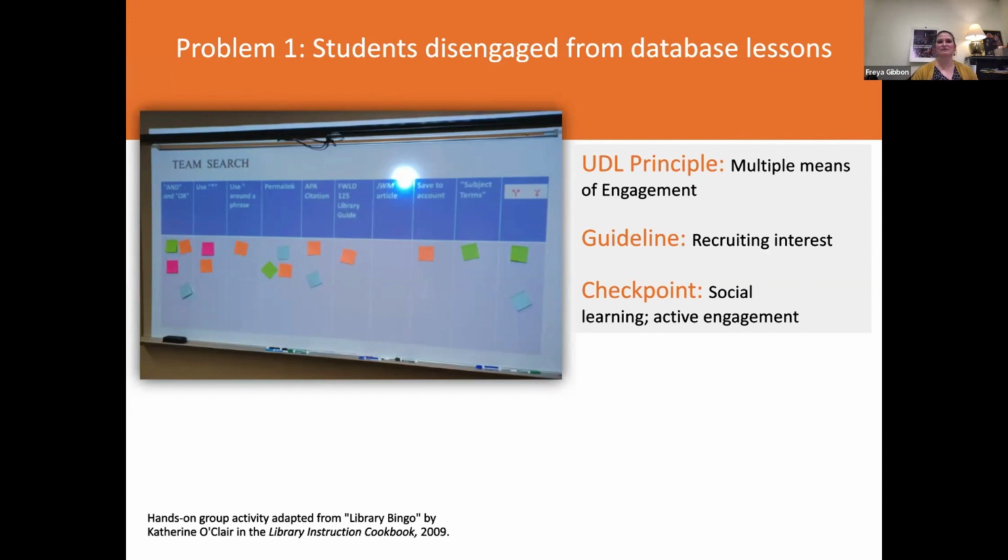And as I said earlier, UDL isn't necessarily just choosing one thing, like, oh, we're all going to be doing social learning now for the entire class, but just offering some of those options to engage some of the students who might be motivated by those factors, by getting up out of their seats, etc.